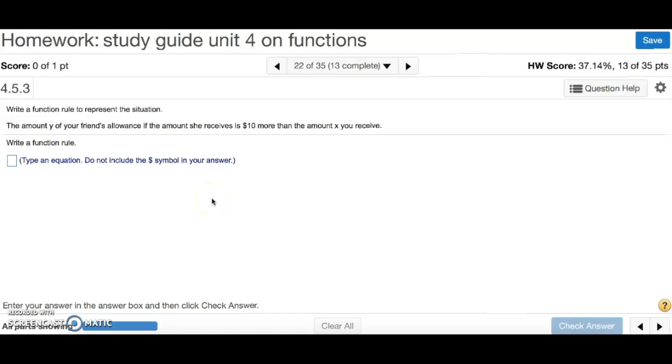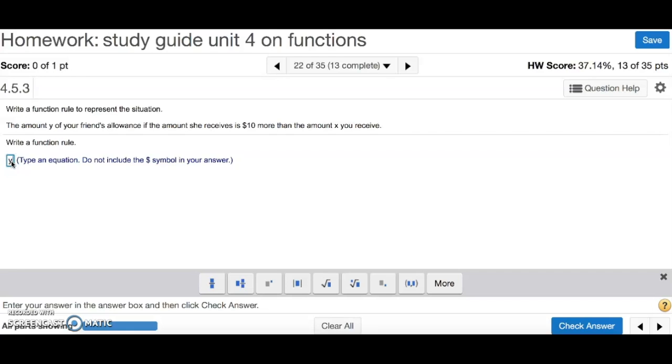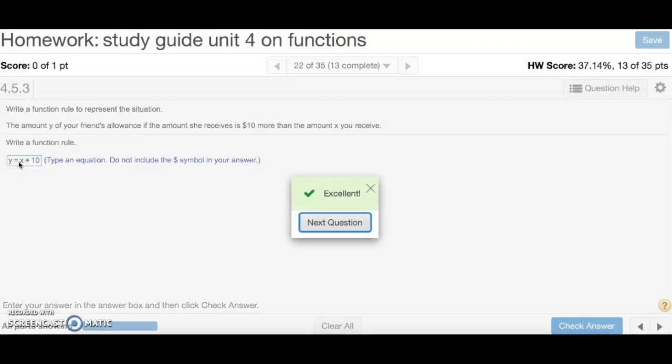Number 22. Write a function rule to represent the situation. The amount Y of your friend's allowance if the amount she receives is $10 more than the amount X you receive. So you have the amount Y, that's our total. So Y equals $10 more than X. So that'll be X plus 10. And that's the answer for 22.